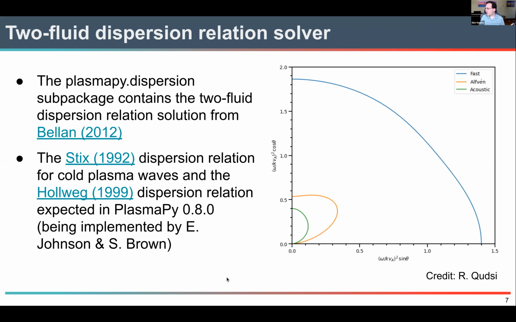So this is one example of a two-fluid dispersion relation solver, and this is the one that is available in 0.7. And so you can see how the propagation speed depends, for different modes, on the angle. And there are two new dispersion relation solvers for cold plasma waves being developed.